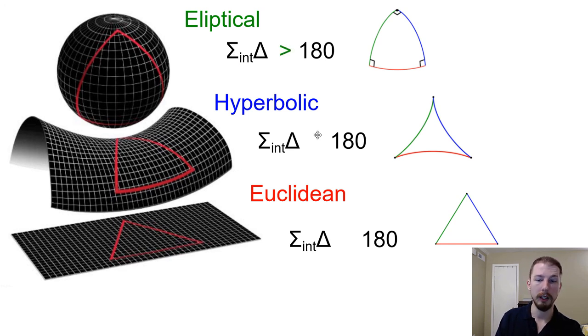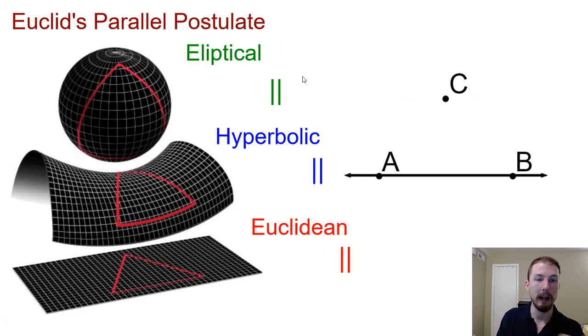With hyperbolic, it's actually less because they're curving in instead of being convex, another way of thinking about it. Then with Euclidean, they're exactly equal to 180 degrees. Now, this comes from Euclid's parallel postulate, or his infamous fifth postulate.